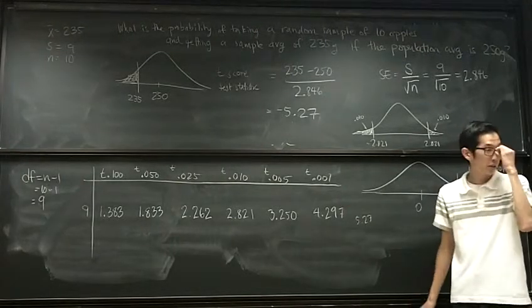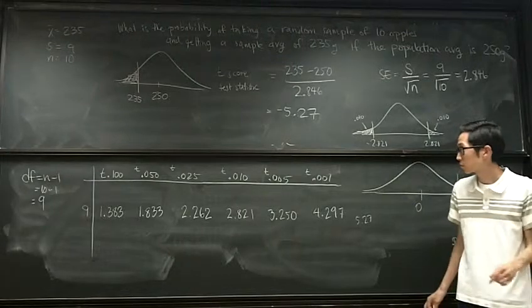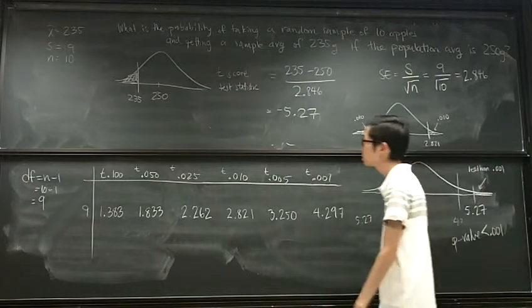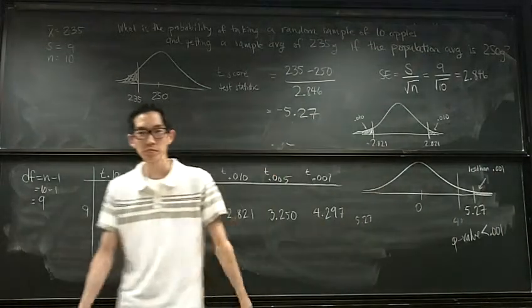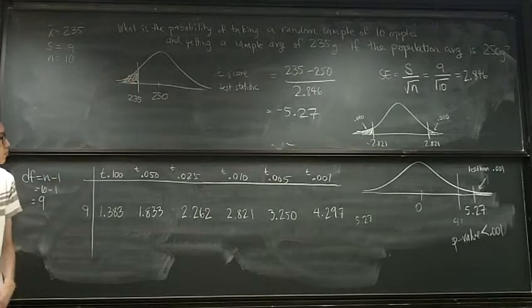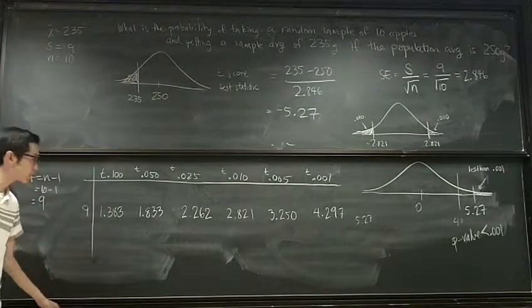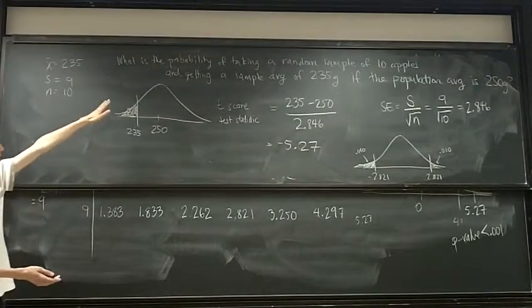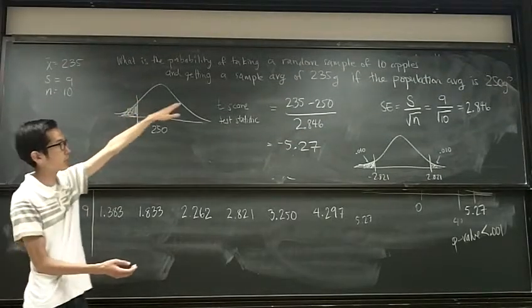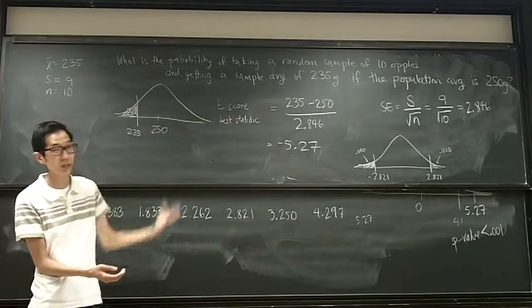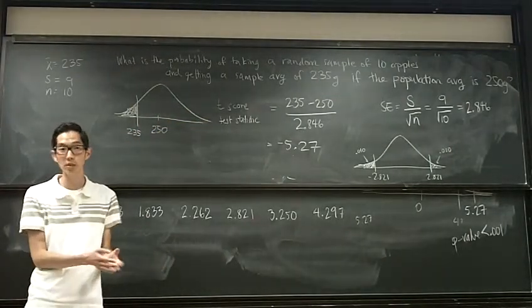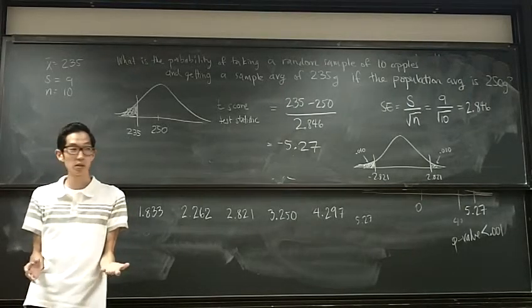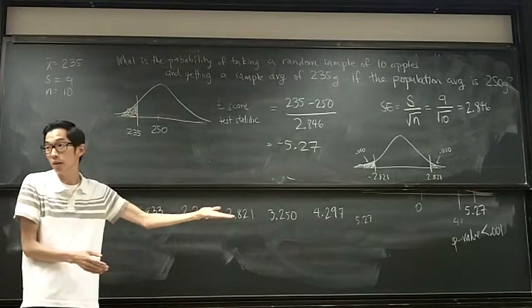So my p-value is less than 0.001. What is the meaning of this p-value? That's the answer to the question: what is the probability of taking a random sample of 10 apples and getting an average of 235 grams if the truck average was really 250 grams? Very rare, less than 1 in 1,000.